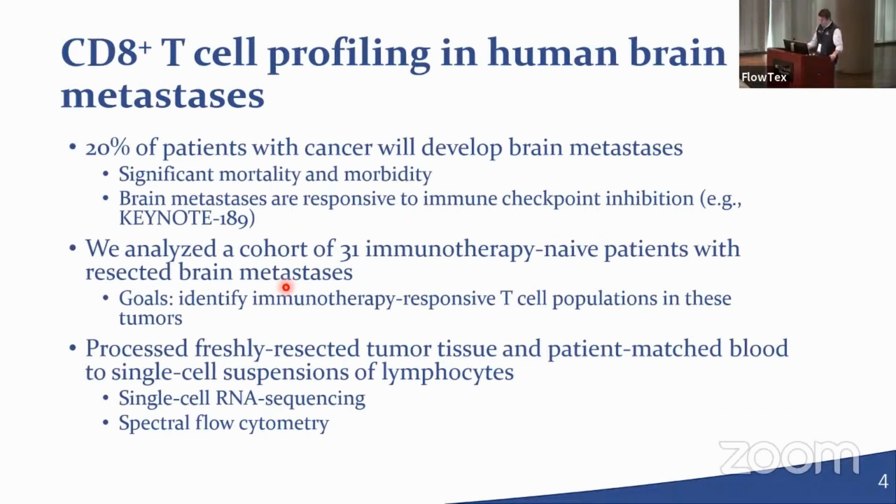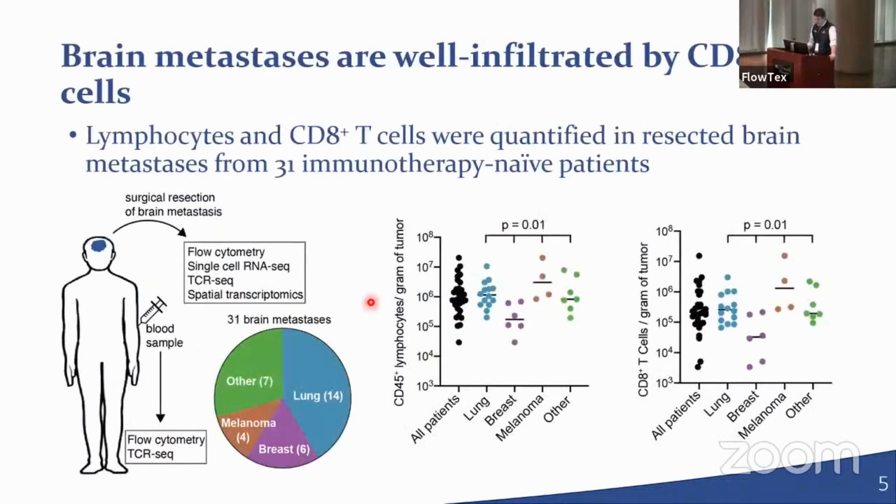and CTLA-4. So at Emory University, we actually received freshly resected tumor samples from 31 patients with brain metastases who were immunotherapy naive. Our goal was to identify immunotherapy responsive T cell populations in these tumors and identify what markers might be expressed on them and potential pathways that could be targeted for brain metastasis-specific immunotherapy. So I'll talk a little bit about what we did.